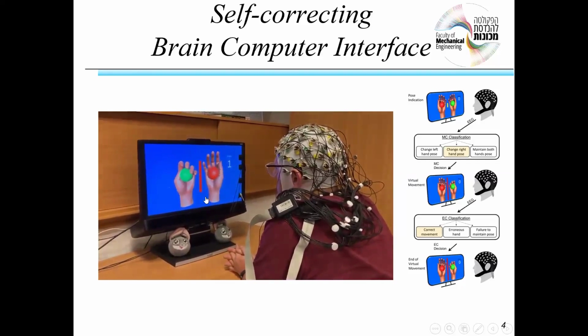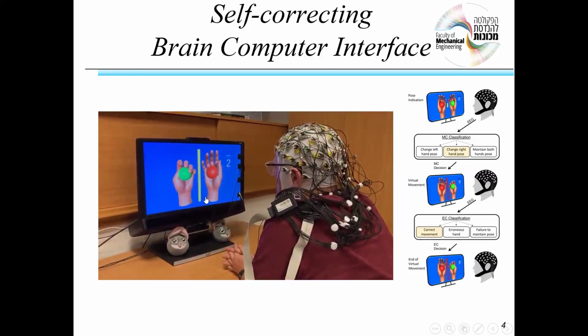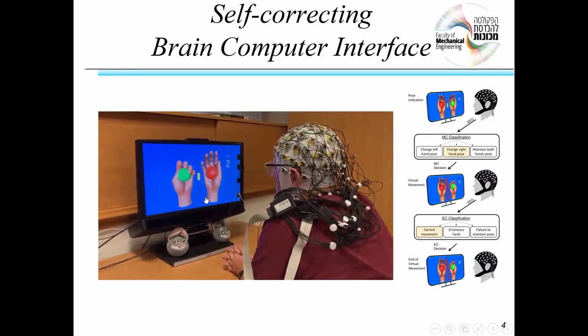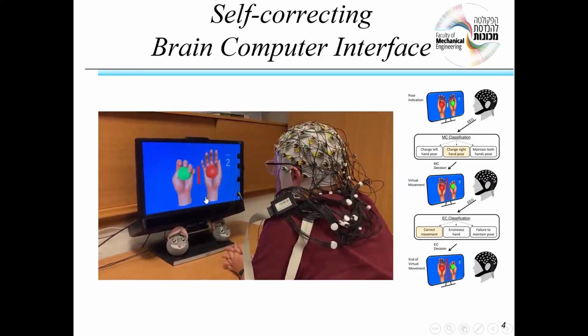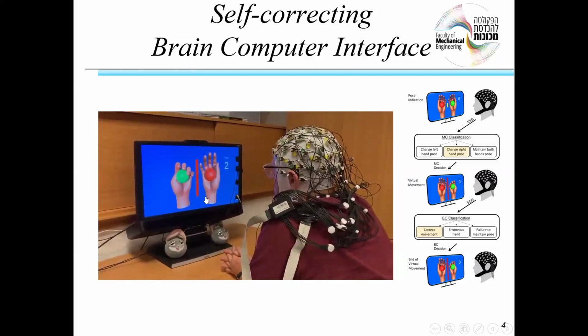The system opens the left hand. The system realizes that there is an error, then closes his hand and opens the other hand. Now, what we did is not very simple, because it's not like there are only two commands. If there were only two commands, once you understand that there is an error, you close this hand and you do the other thing, right?